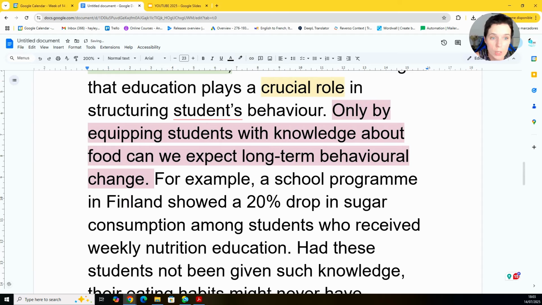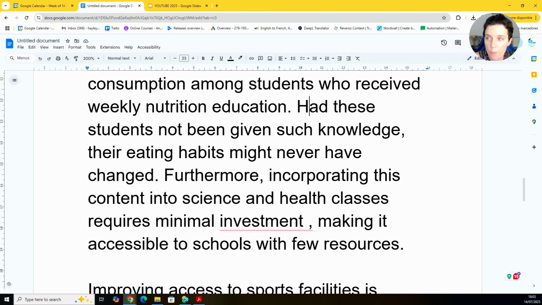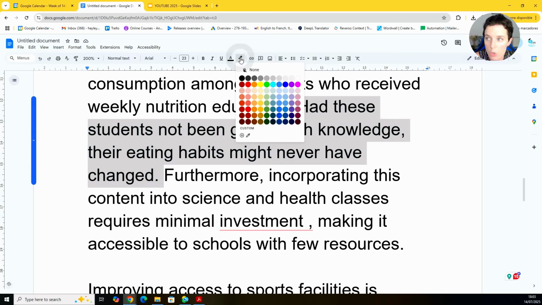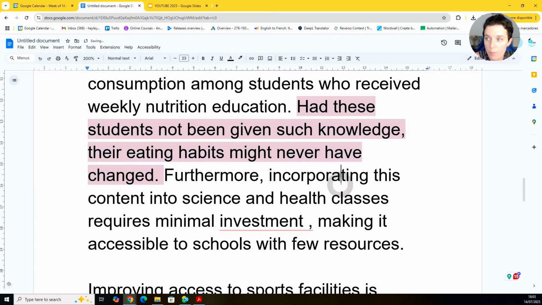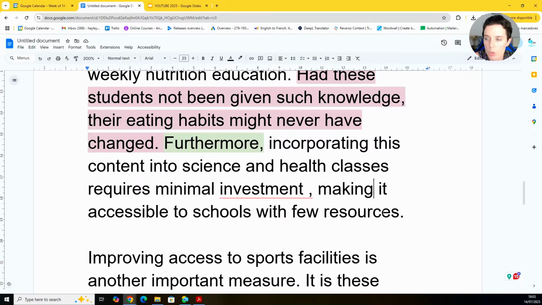Inversion form. Okay, good for grammar. For example, linking word. A school programme in Finland showed a 20% drop in sugar consumption among students who received weekly nutrition education. Had these students not been given such knowledge, their eating habits might never have changed. Inverted conditional form. Furthermore, linking word. Incorporating this content into science and health classes requires minimal investment, making it accessible to schools with fewer resources. Okay, point, example, explanation, transition, or reiteration.